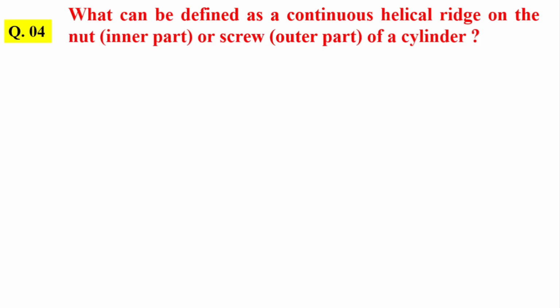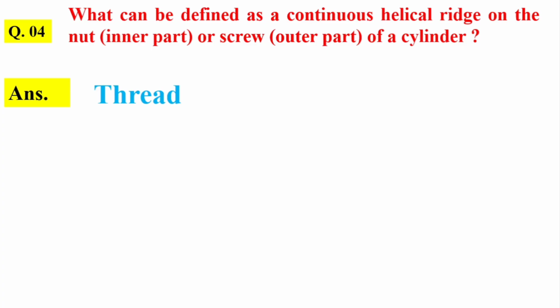Question number 4. What can be defined as a continuous helical ridge on the nut inner part or screw outer part of a cylinder? Answer is the thread. Thread can be defined as a continuous helical ridge.